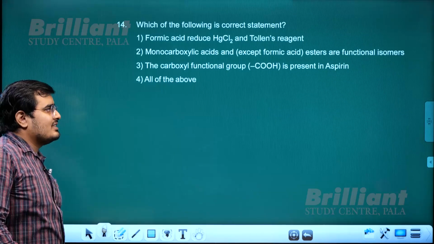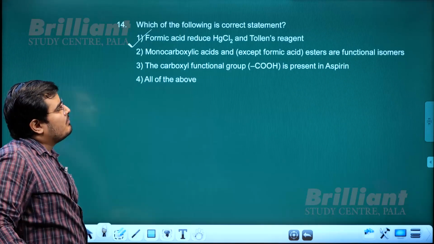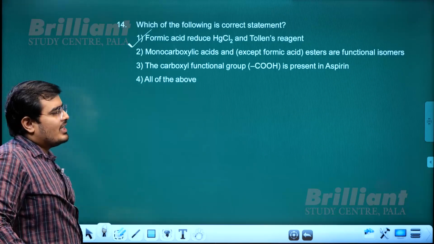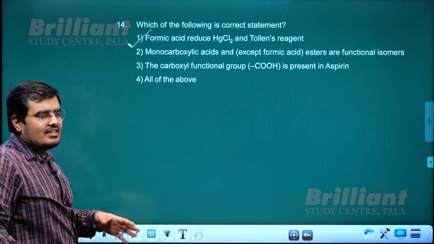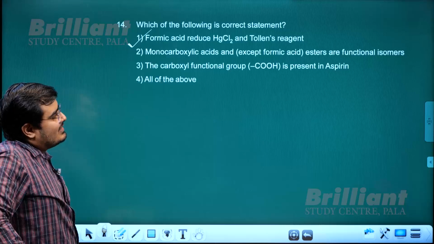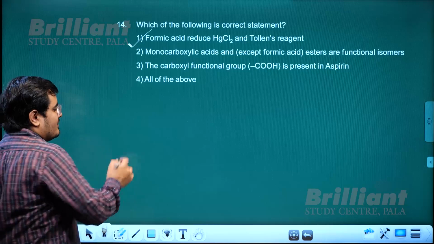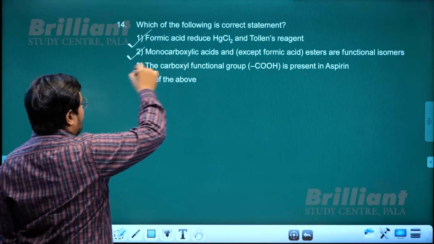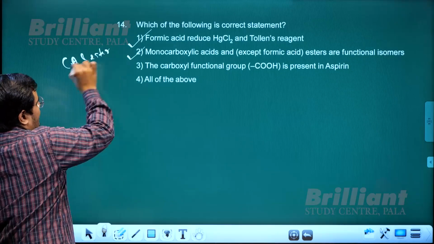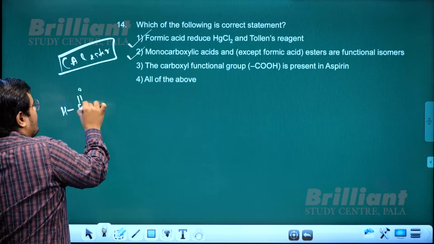Formic acid reduces HgCl2 and Tollens' reagent. That's a true statement because formic acid is said to have some aldehyde part. That is why formic acid reduces Tollens' reagent and Fehling's reagent, and it shows all those tests. Monocarboxylic acids except formic acid and esters are functional isomers. Yes, that is also true, that carboxylic acids and esters are functional isomers except formic acid, because for formic acid you cannot make an ester.